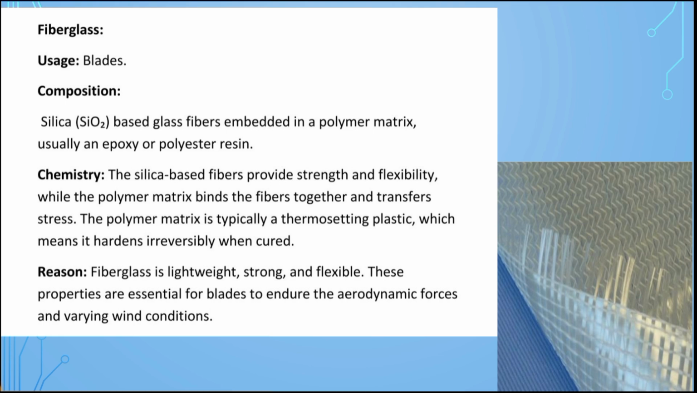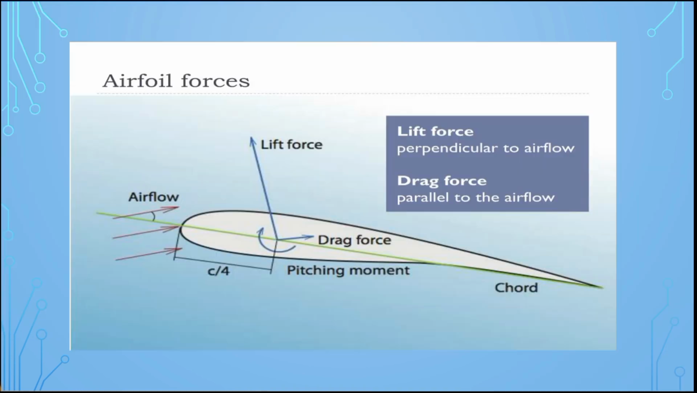Fiberglass is lightweight, strong, and flexible. These properties are essential for blades to endure the aerodynamic forces and varying wind conditions. Aerodynamic forces are produced by lift force or drag force. Lift force is perpendicular to the airflow and drag force is parallel to the airflow, and as a result of these two forces the wind turbine blades can rotate.